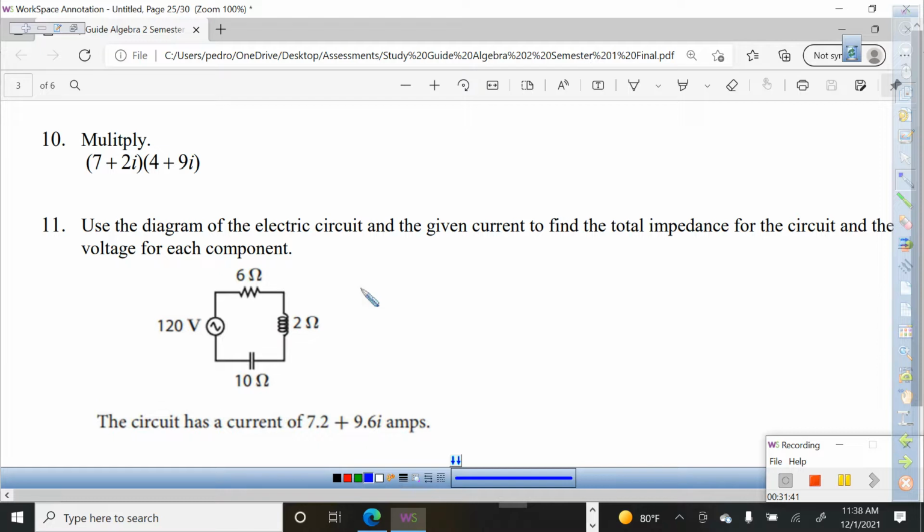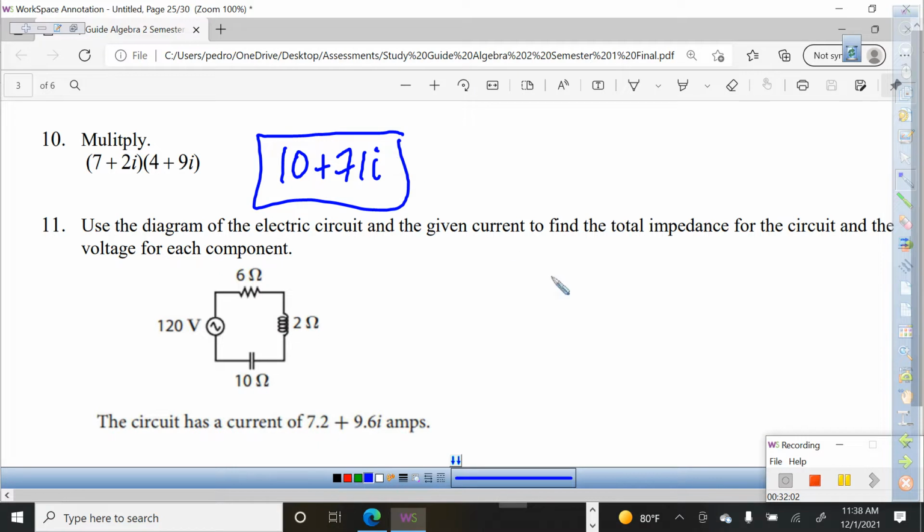We good? Yes? All right, what'd you get for number 10, Brianna? 10 plus 71i. Hands if you got that. That is correct. So double check your work.